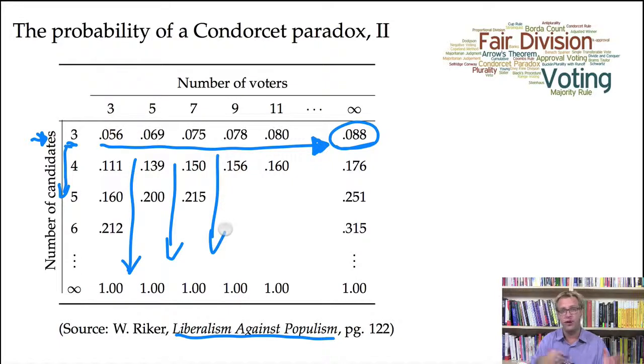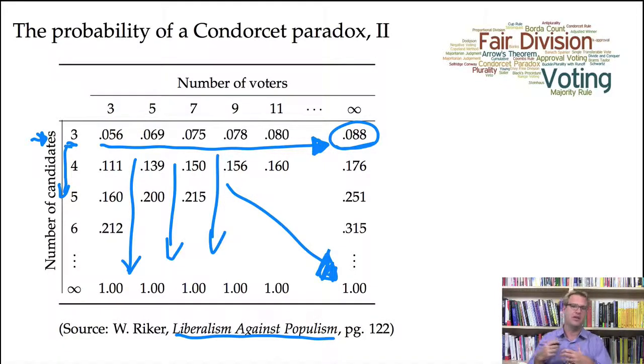And if both the number of voters and the number of candidates increase, then the probability that we will see a Condorcet cycle approaches certainty. So what that means is that we really should expect to see a Condorcet cycle all over the place.